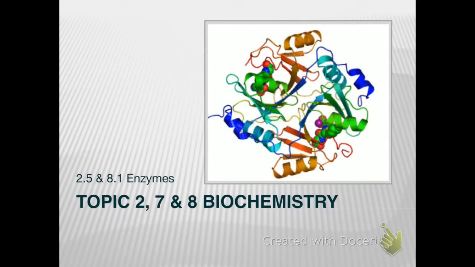Guys, today we're going to be talking about topics 2.5 and 8.1, which discuss enzymes. Remember that there are thousands of chemical reactions that take place within our cells. This is called metabolism. These can be both building up reactions, anabolism, or breaking down, catabolism. And in order for these reactions to take place under normal pH and normal temperature, they need a little help from biological catalysts, or enzymes.